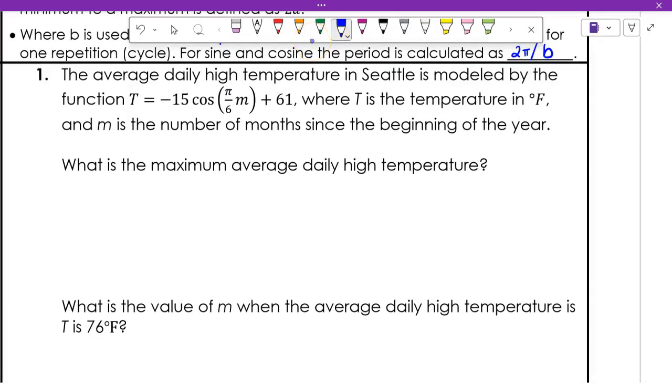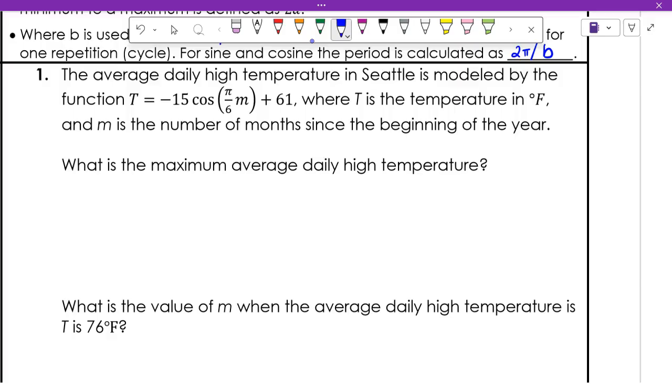So in this particular case, the average daily high temperature in Seattle is modeled by the function T is equal to negative 15 times the cosine of pi over 6 m plus 61, where T is the temperature in degrees Fahrenheit and m is the number of months since the beginning of the year. What is the maximum average daily high temperature?